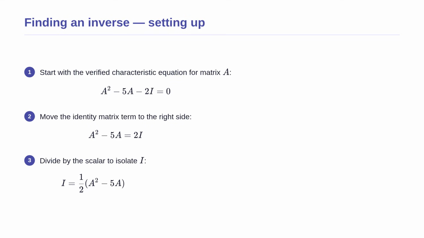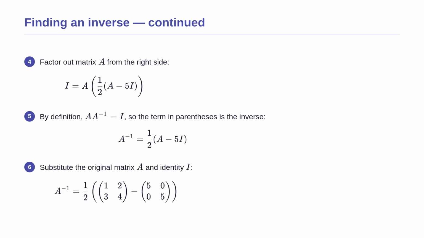Now that we have an isolated expression for the identity matrix, we factor out an A from the right side. By fundamental definition, any matrix multiplied by its inverse will always equal the identity matrix. Because A multiplied by the expression inside the parentheses equals I, that expression must logically be the inverse of A. We have derived a beautiful, simple formula for the inverse without doing any complex row operations.